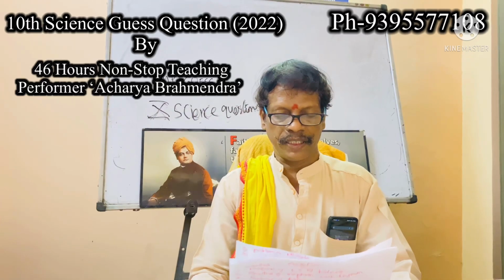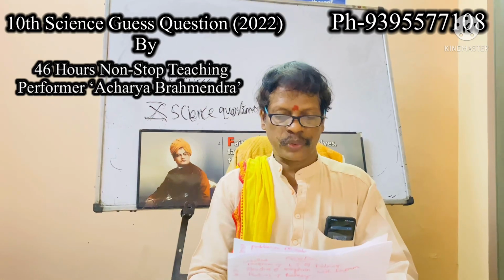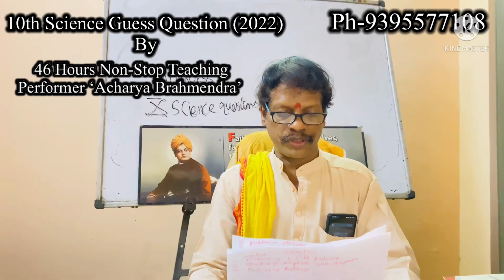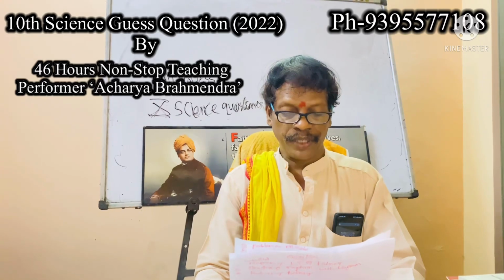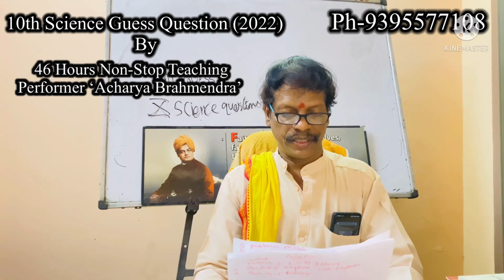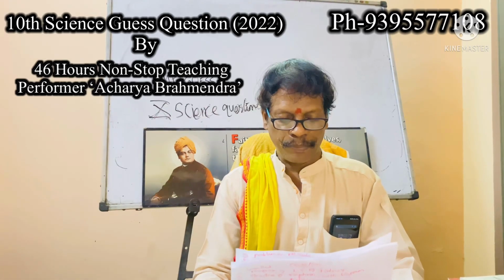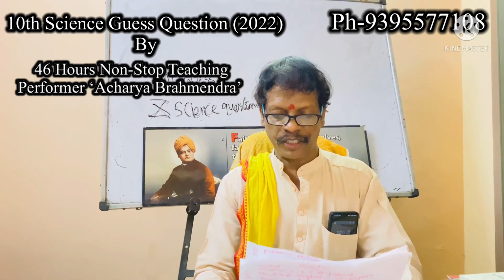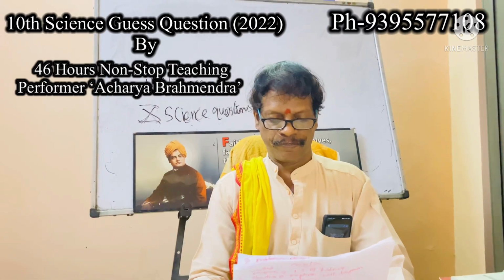Next, third lesson, acids, bases and salts. In this, the activity to show whether all compounds containing hydrogen are acids or not. Next, pH scale and its applications. Next, chloroalkali process. Next, preparation and uses of bleaching powder, washing soda, baking powder, plaster of Paris, gypsum.